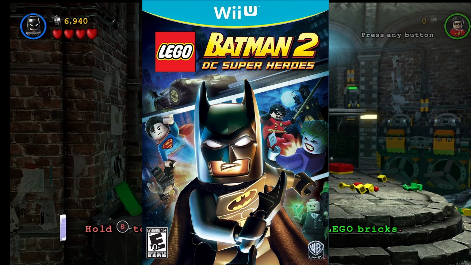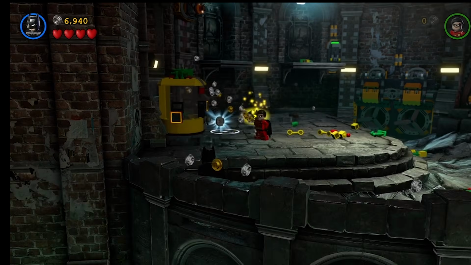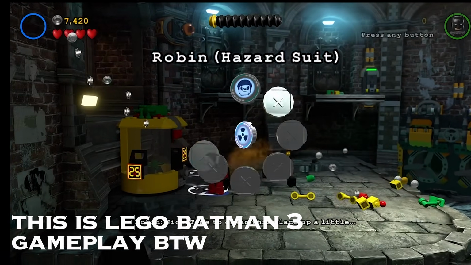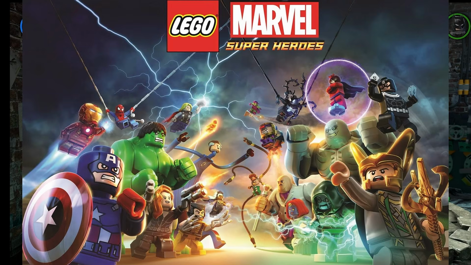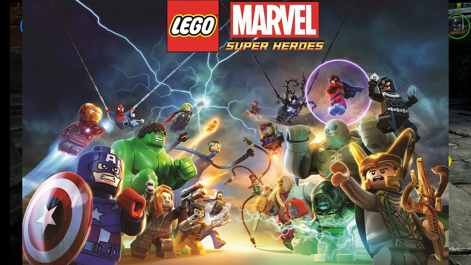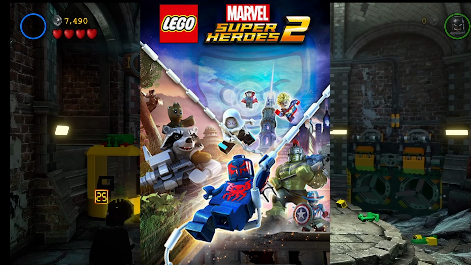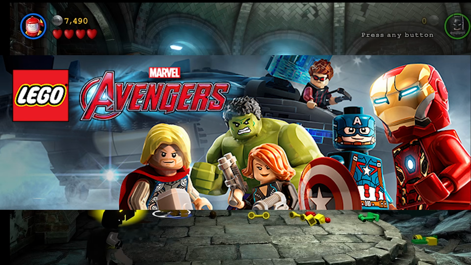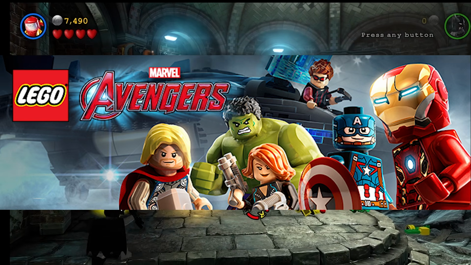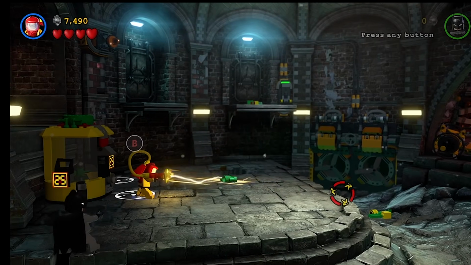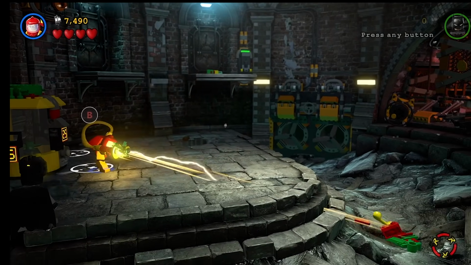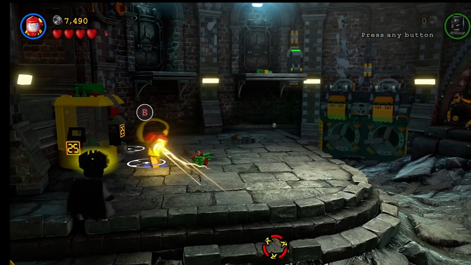There was LEGO Batman 2 released in 2012, and that was followed by LEGO Batman 3, and then LEGO DC Super Villains. On the Marvel side, you have LEGO Marvel Superheroes released in 2013, followed by LEGO Marvel Superheroes 2, and LEGO Marvel's The Avengers. LEGO Marvel's The Avengers was the only LEGO superhero video game based entirely off of the movies, as it's essentially an adaptation of Phase 1 and 2 of the MCU.